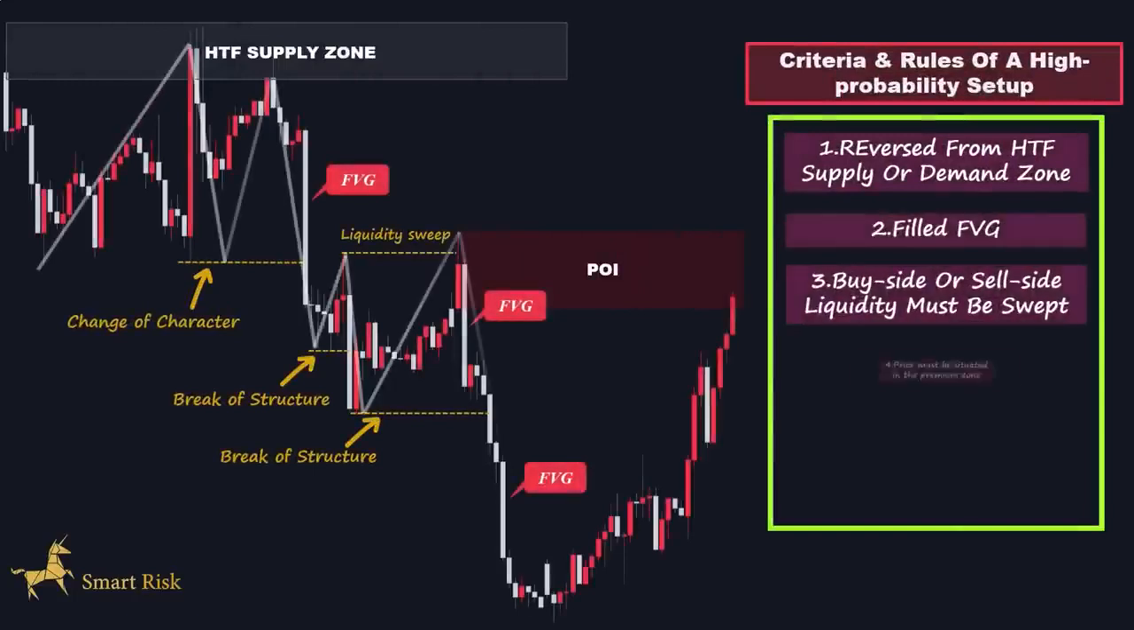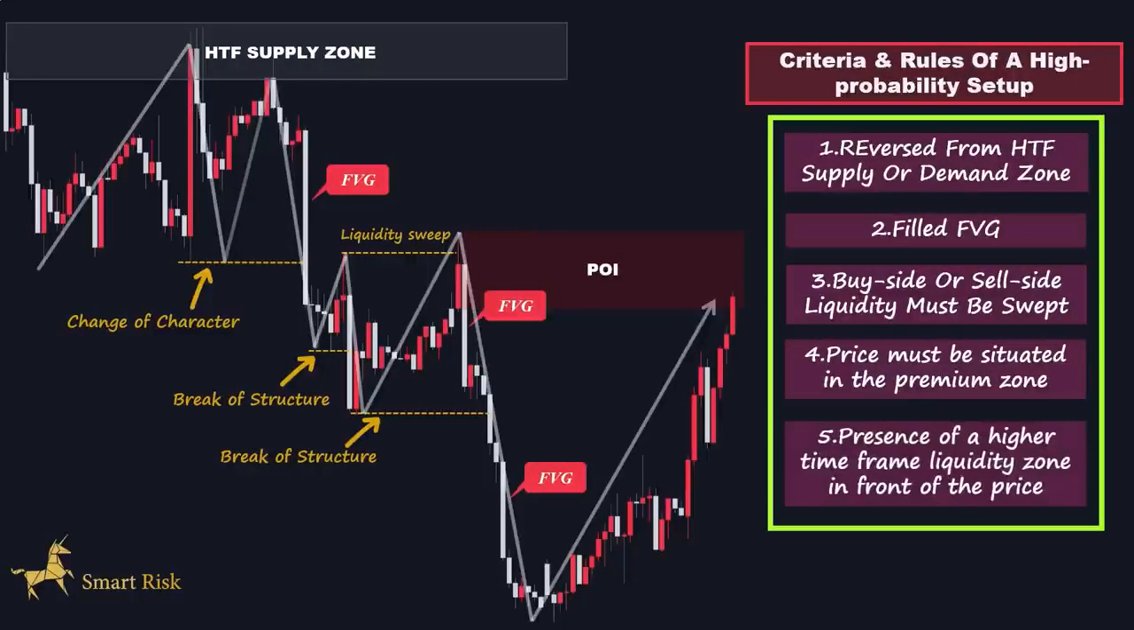Imagine we have a perfect sell setup here that meets the criteria and rules of a high-probability setup. These are the criteria we always look for in the market to identify such a setup. Firstly, you can see that the price is in a strong downtrend and has already reversed from a strong supply zone on a higher time frame. The next criterion is that the price must fill the fair value gaps. Yes, the price has done that.